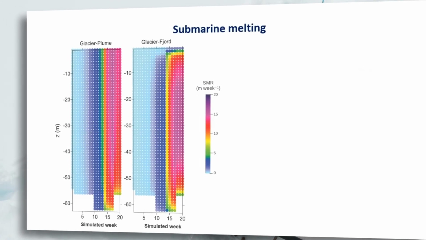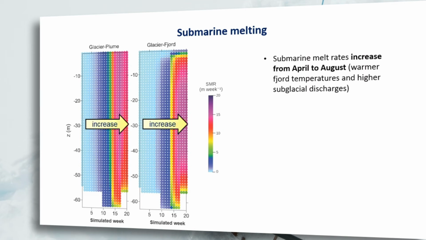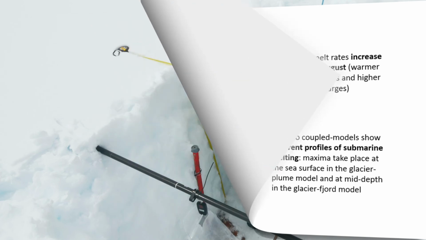Here, we see the submarine melting taking place at different depths of the ice front for every week of the simulation. Both models show that submarine melting increases as the summer progresses, which is consistent with the warmer fjord temperatures and the higher subglacial discharges. Although the submarine melt profiles appear to be different in each model, they both show similar rates of submarine melting, reaching up to 20 meters a week at the end of the simulation.